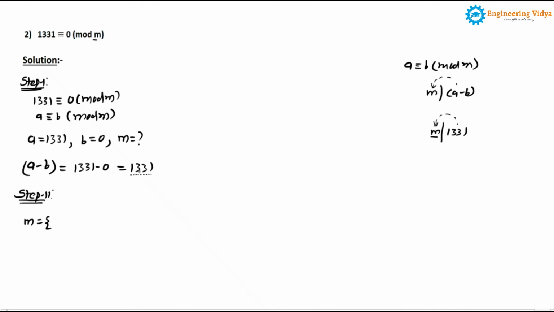So every number will be divisible by 1 and itself. So first I'll write the 1. So 1331 will be divisible by 1. And if we check over here, it will be divisible by 11 also. And again it will be divisible by 121. And it will be divisible by 1331. So total 4 numbers will be there, right? That can divide the number 1331, and these are the values of m. So here we have calculated m, right?